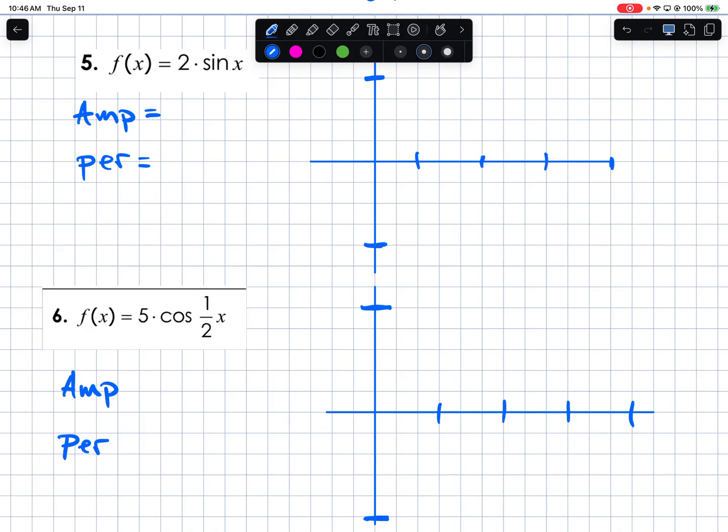Okay. So the amplitude is what? 2. Period is 2 pi. So here's what we're going to do to figure out these 4 tick marks.